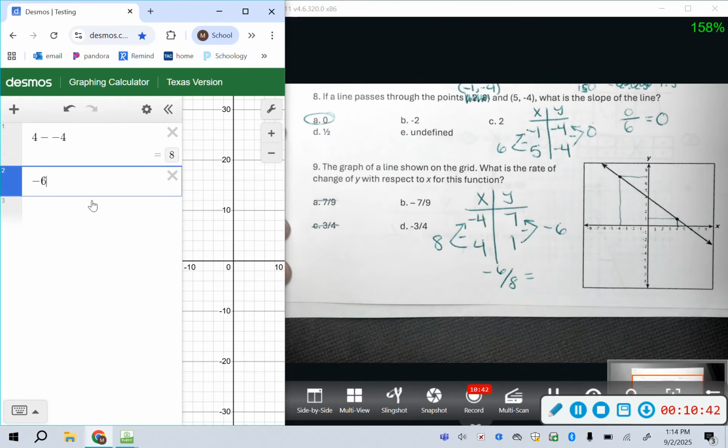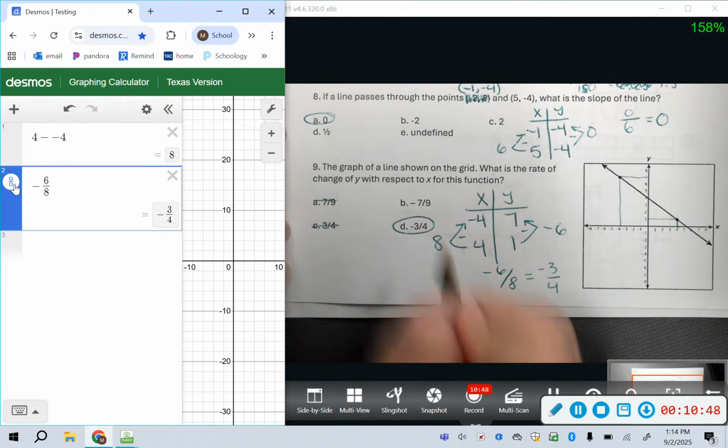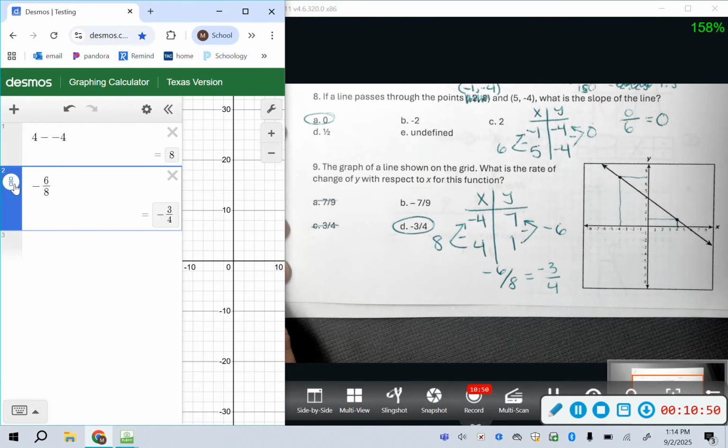I'm going to check it. My calculator gives me a decimal, but we want fractions. It's -3/4. D. Now you can check your work in the calculator. Check your work in the calculator.